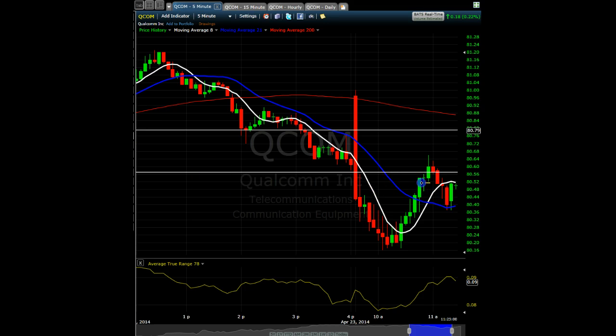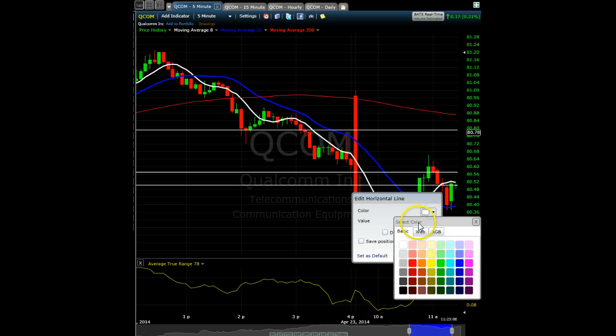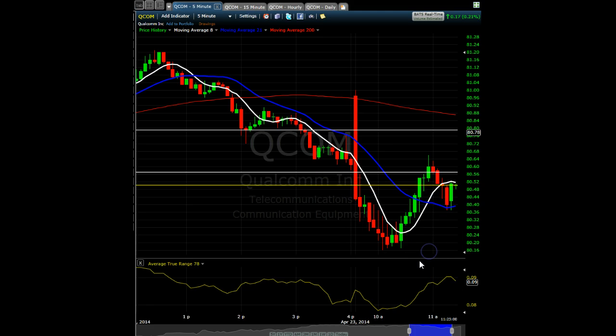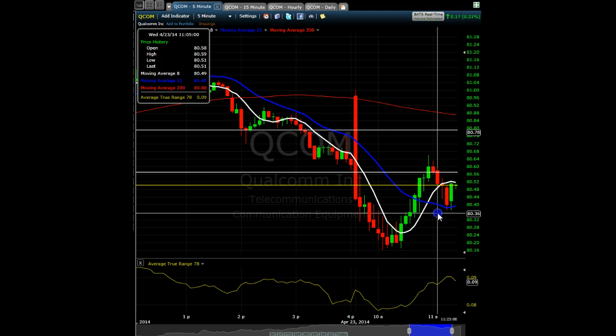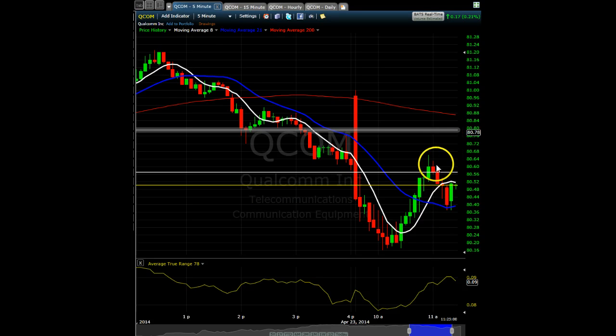So I'll put in this line here. And my stop was going to be down here below that. And then my target is up here. So I've got a decent risk reward. It's not great, but it was good enough to take the trade.